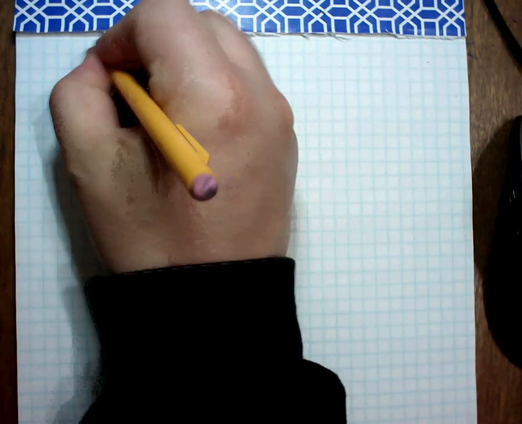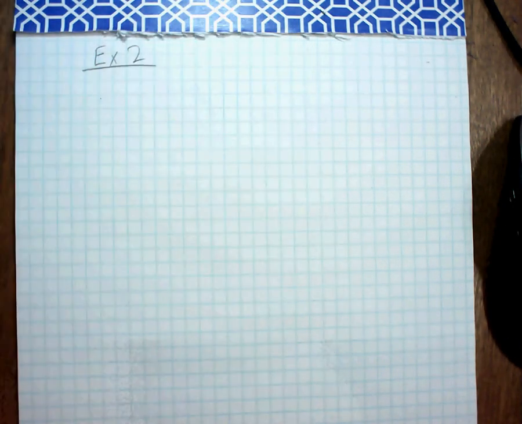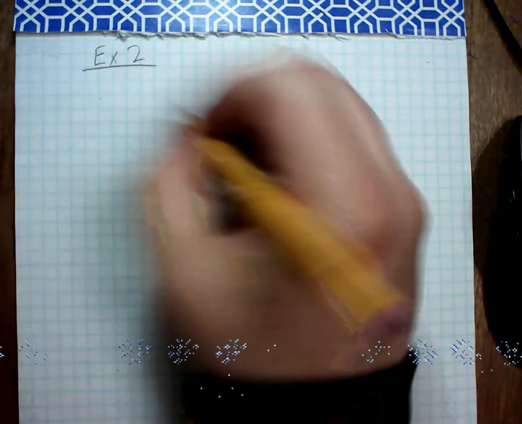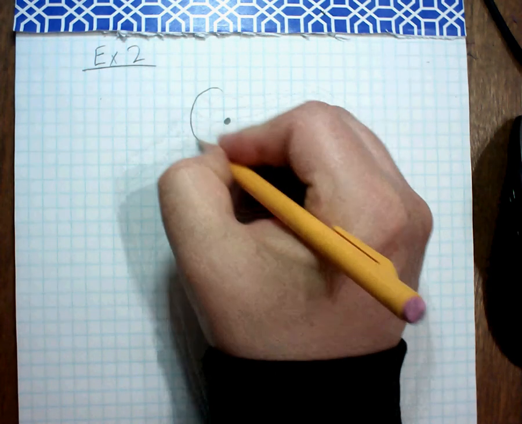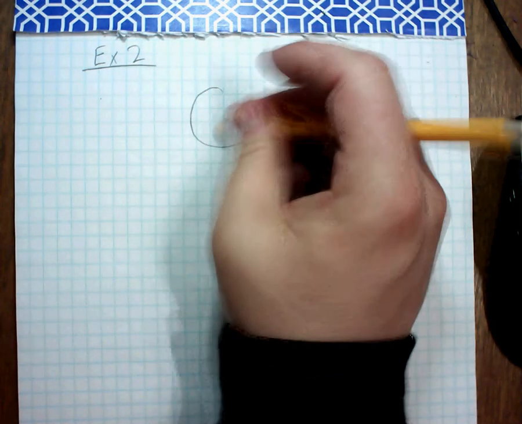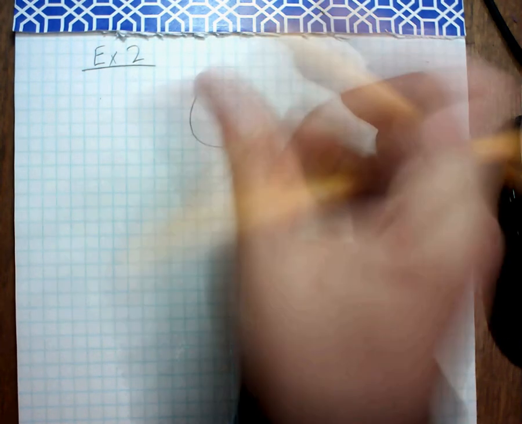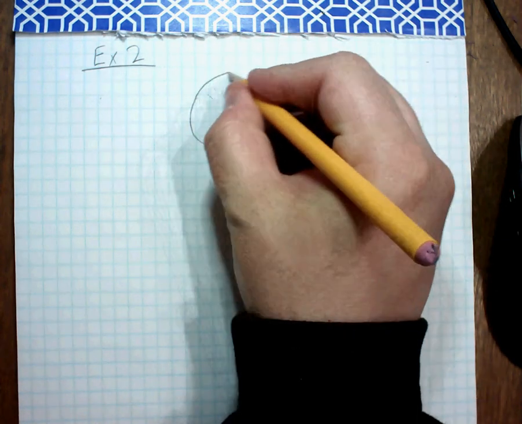So for example number 2, we got a bunch of stuff. So I've got a circle. I really should get a compass and draw the circles, but that's okay.